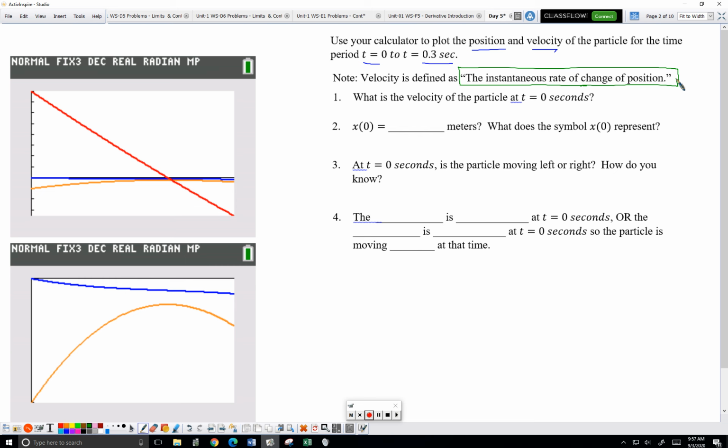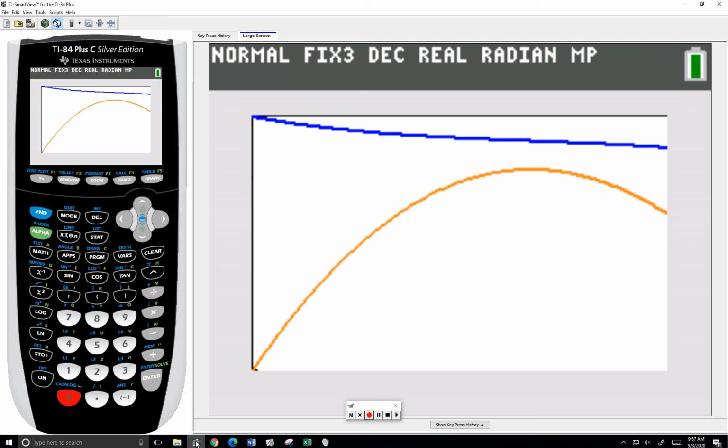It says, what is the velocity of the particle at time equals 0? I want to show you two ways to find that. One way most people have used before. The other way is typically new. You've never seen it, and you'll want to use it in the future. So your screen should look like this one here. So if I go to my calculator, the orange is the velocity.